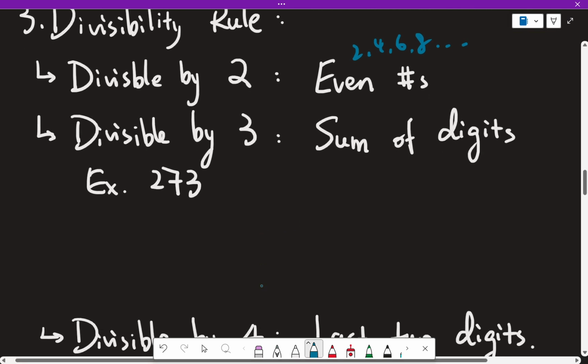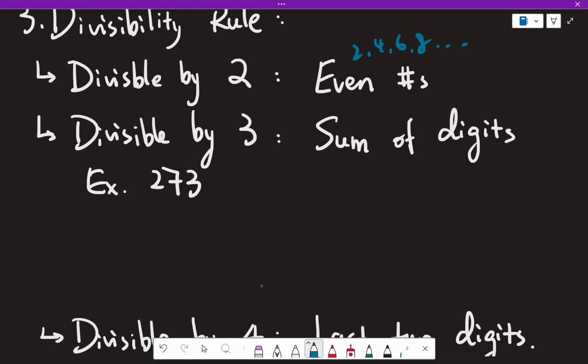Divisible by 3 is just the sum of digits of this number. If the sum of digits of this number is divisible by 3, then the whole number is divisible by 3. An example would be 273. First we want to find the sum of digits: 2 plus 7 plus 3 gives us 12. And we can see that 3 divides 12.